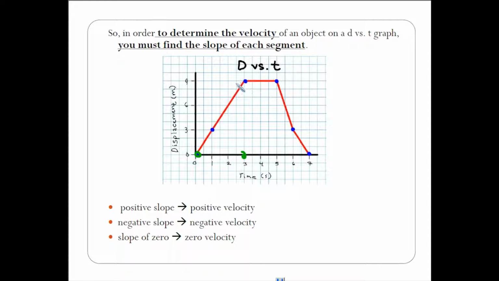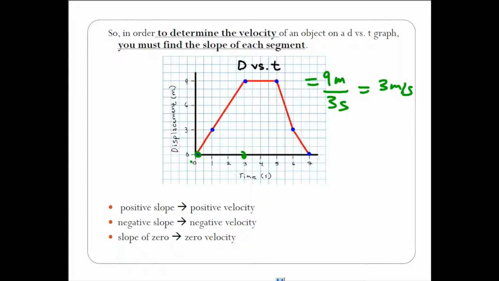In this case, our final y value is 9 meters, and the initial y value was 0, divided by the final time value, which is 3 seconds, minus the initial time value, which is 0. 9 minus 0 is 9, and 3 minus 0 is 3. And we have 9 meters divided by 3 seconds, which gives us a slope of 3 meters per second. And that is the speed of the object during that time interval.